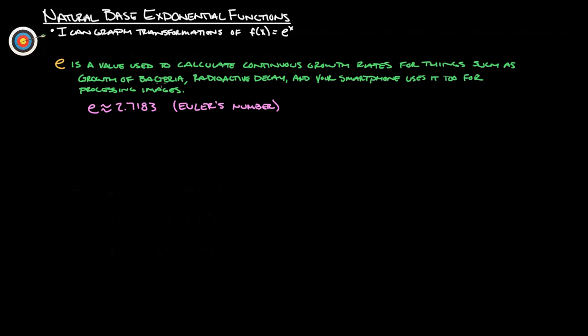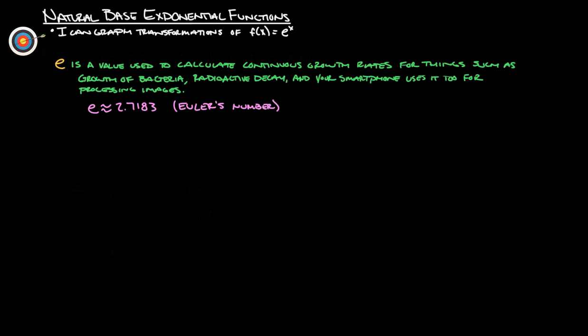All right, so e is a value used to calculate continuous growth rates for things such as growth of bacteria, radioactive decay, and actually your smartphone uses it too for processing images. Okay, so e is an actual constant, and it's approximately 2.7183, and it's called Euler's number because Euler is the one that came up with that.